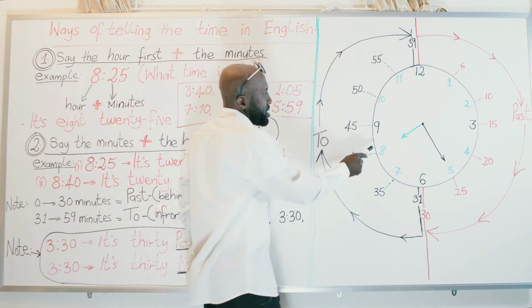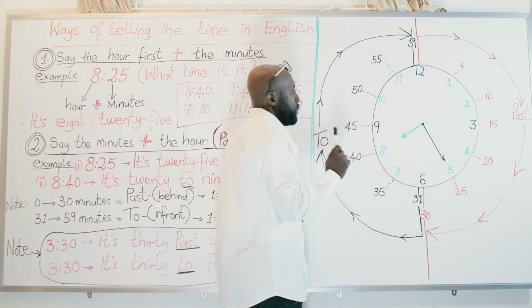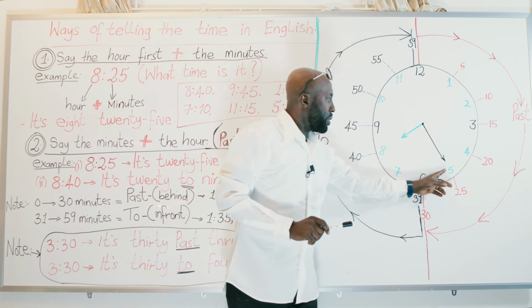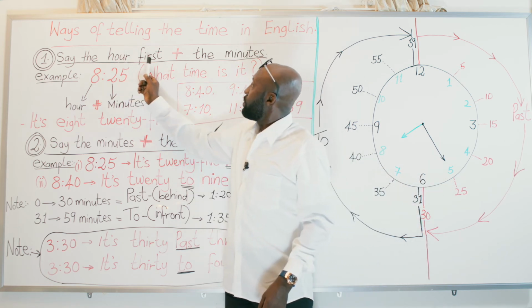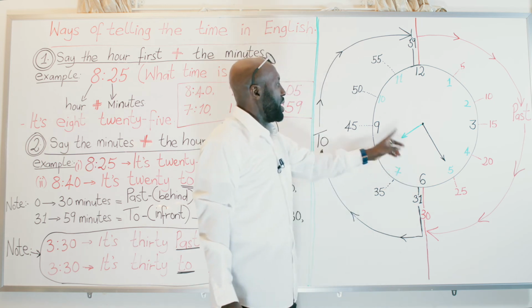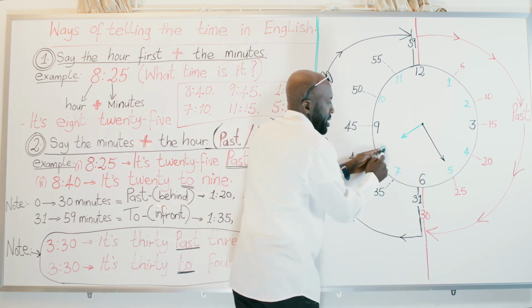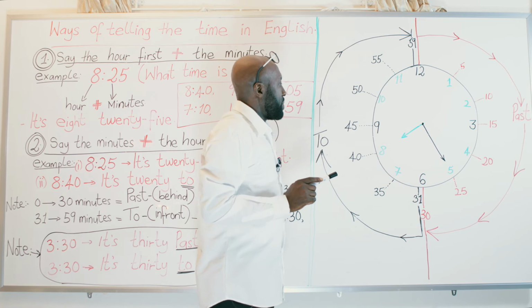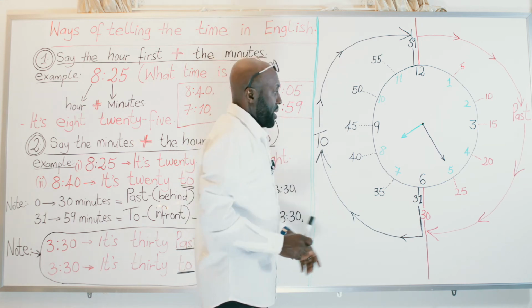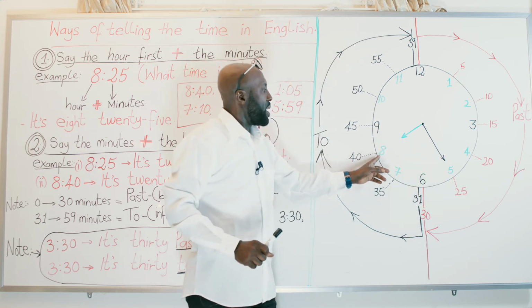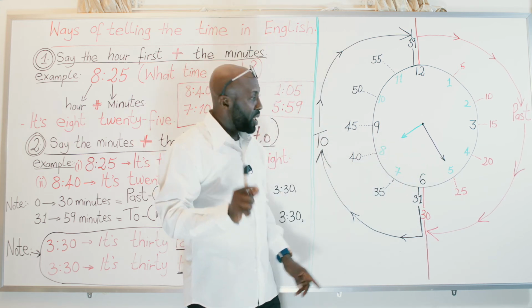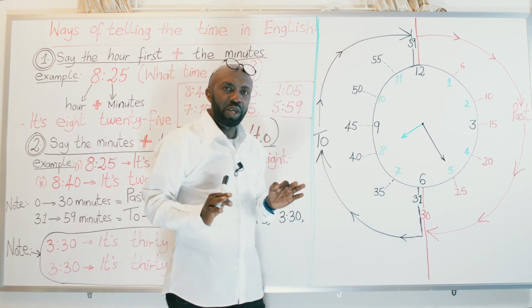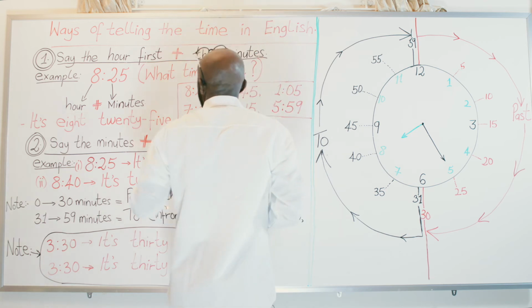So if you look at this time here very well, if you are supposed to say the hour before the minutes, you are supposed to say the hour first and the minutes. What are you going to say here? It's 8:25. Good. Okay. If you are supposed to say the minutes before the hour, you are going to say 25 past 8. That's okay. Okay, let's look at the next time.